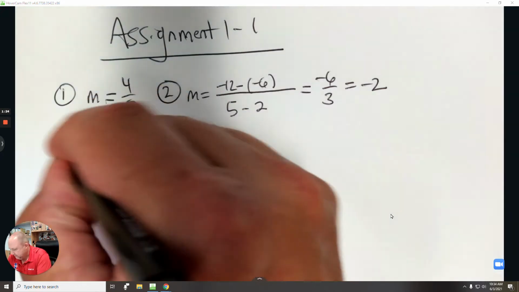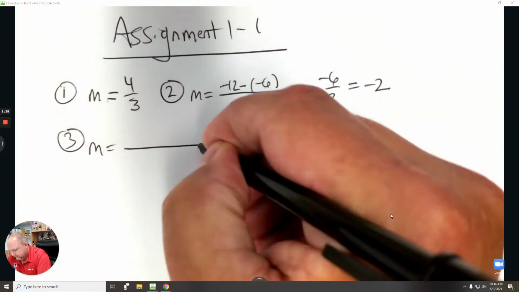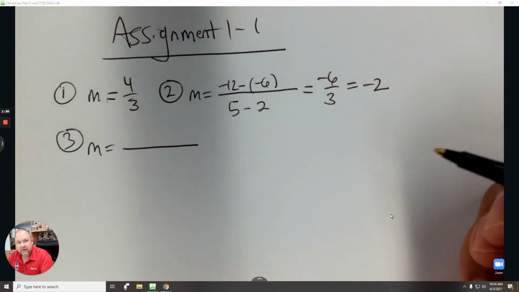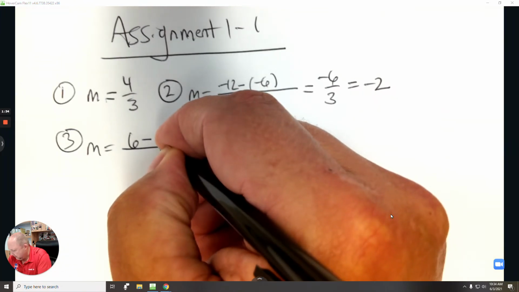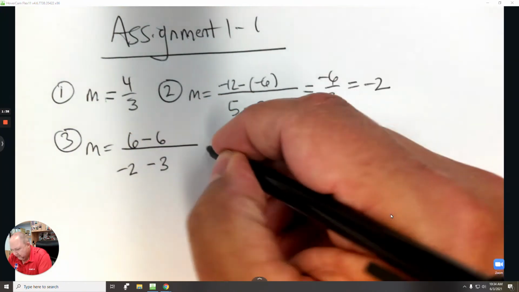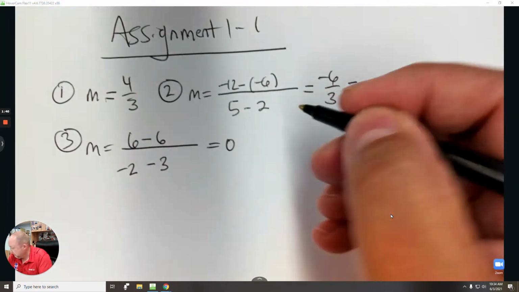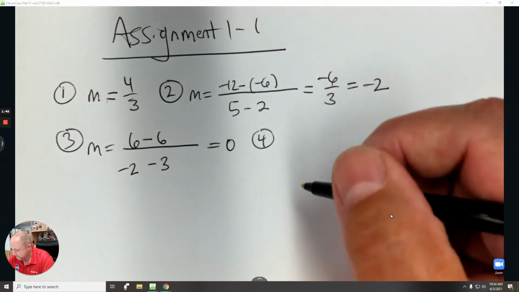Number 3. Again, in number 3, you're given 2 points. So again, I'm going to use that formula. So it's y2 subtract y1, x2 subtract x1. So 6 take away 6 is 0, so 0 divided by anything is 0. Number 4.